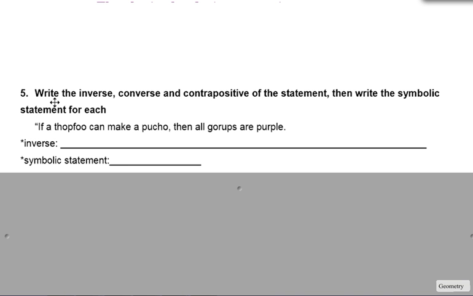Okay, the next example is number 5. We're going to write the inverse, converse, and contrapositive of the statement.